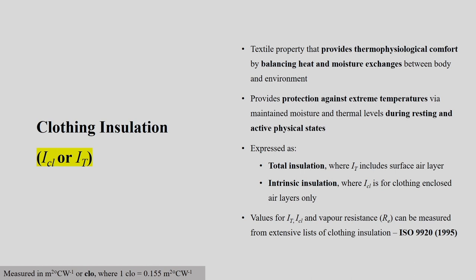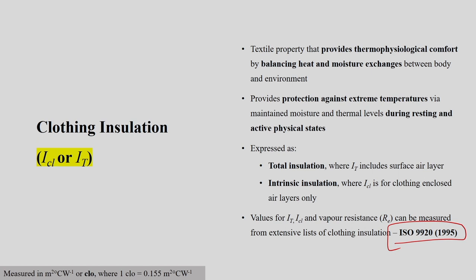It provides protection against extreme temperatures via maintained moisture and thermal levels during resting and active physical stress states. It is expressed as total insulation and intrinsic insulation. Total insulation, IT, includes the surface air layer, while intrinsic insulation, ICL, is for the clothing and its enclosed air layers only. So values for IT, ICL and vapor resistance can be taken from the extensive list of clothing insulation published in ISO 9920 in 1995.